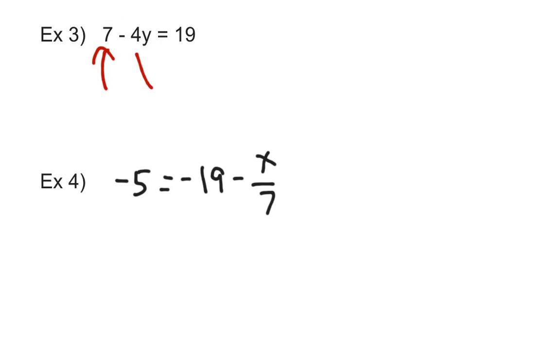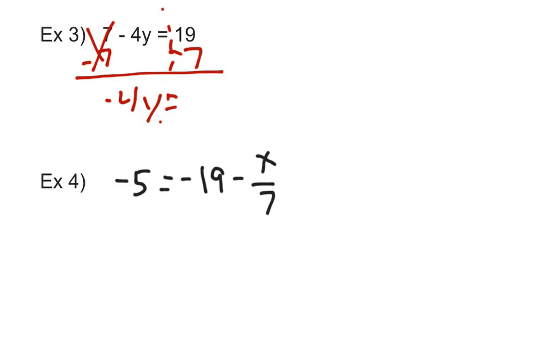So when I look at these two things I have to get rid of, that 7 is what I want to get rid of first. I know that's a positive 7. I get rid of a positive 7 by subtracting 7. They go away. And since I subtracted 7 there, I subtract 7 on the right, leaving me, and I can't forget that negative, negative 4y equals 19 minus 7, which gives me 12.